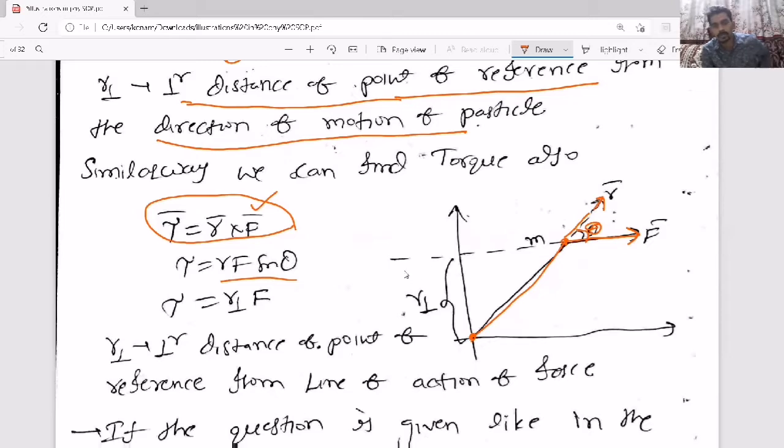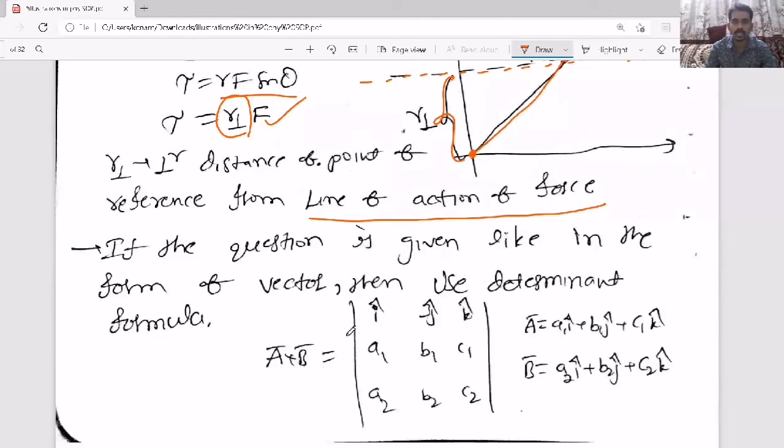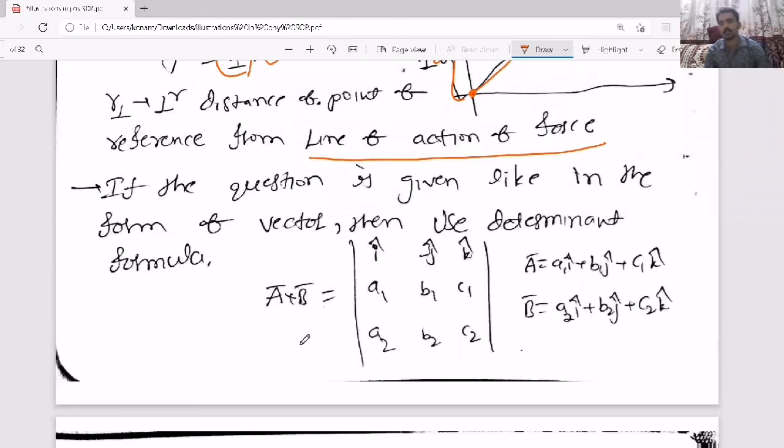Here also it is the same thing. If you draw a line along the line of action of force, then there is a perpendicular distance of the point of reference, and the torque is equal to r perpendicular into F. So r perpendicular is the perpendicular distance of the point of reference from the line of action of force. The line along which the force is acting is called the line of action of force.